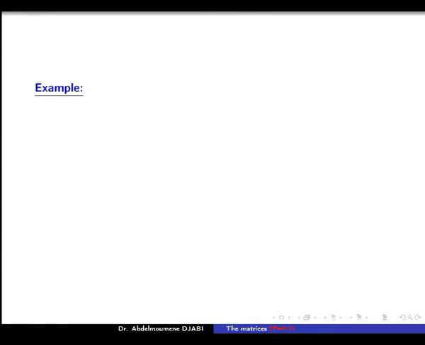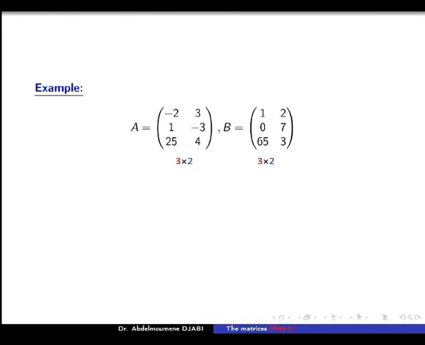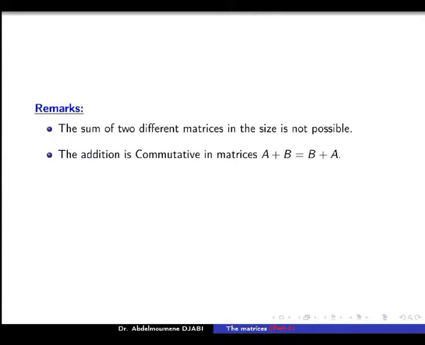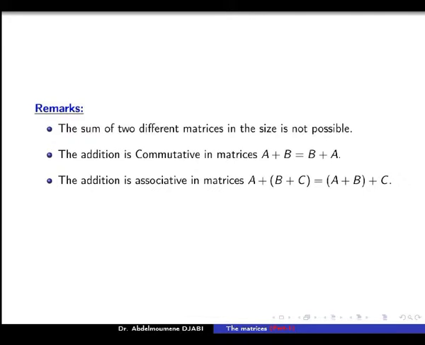We give an example to illustrate the process. We have two matrices of the same size, so we can compute the addition. So the matrix of addition equals: We have also the following remarks about addition and subtraction of matrices.